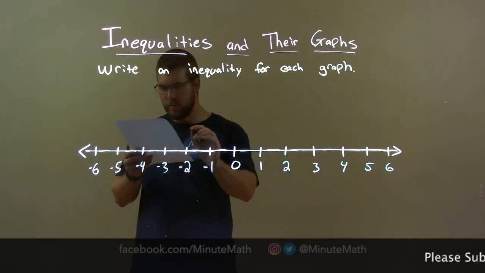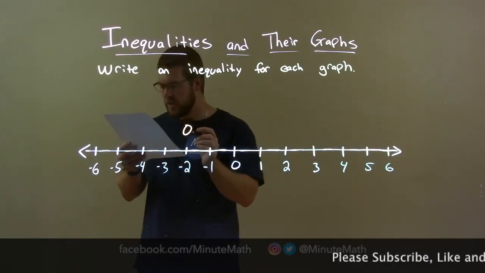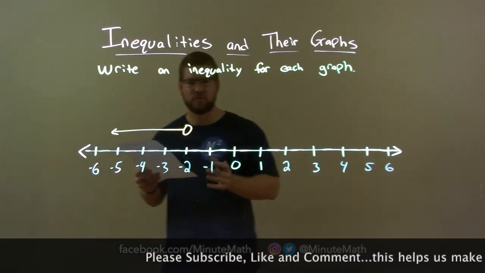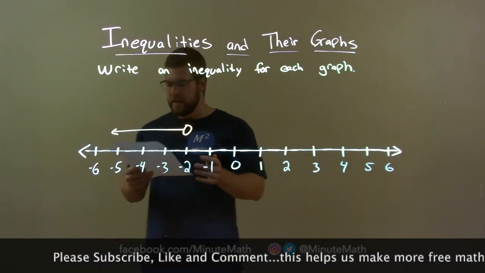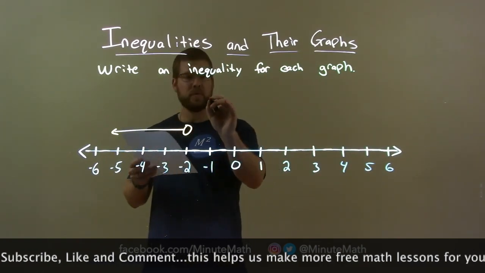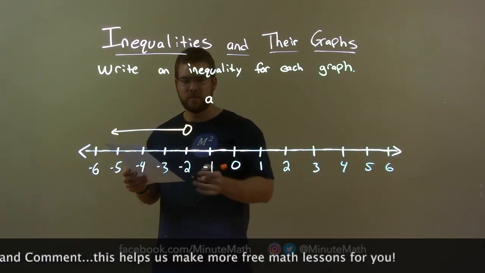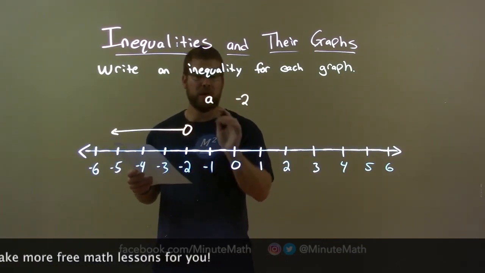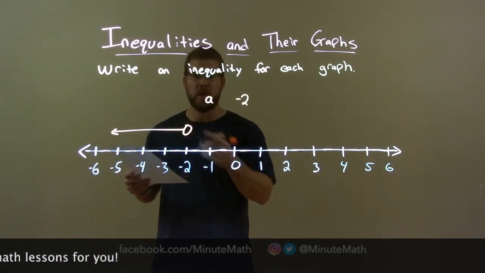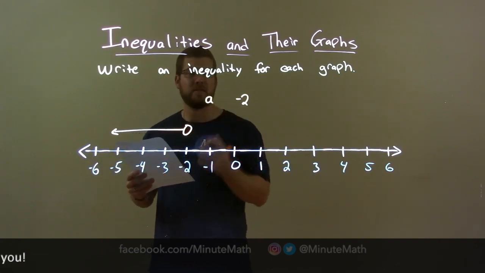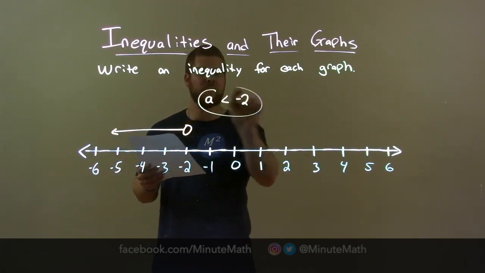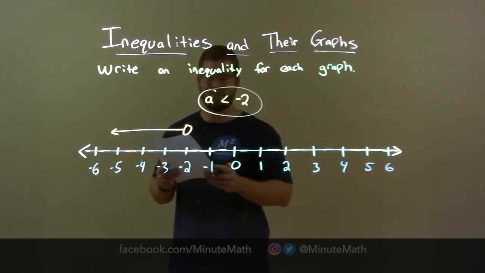At negative 2, we got an open circle, and it's shaded to the left here. So what does this graph mean as an inequality? Well, let's use the variable a. We have negative 2. We say that a cannot equal negative 2, so we don't put any equal to sign. And the arrow is going to the left, so a is less than negative 2. So we have a less than sign, and there we have it. A is less than negative 2.